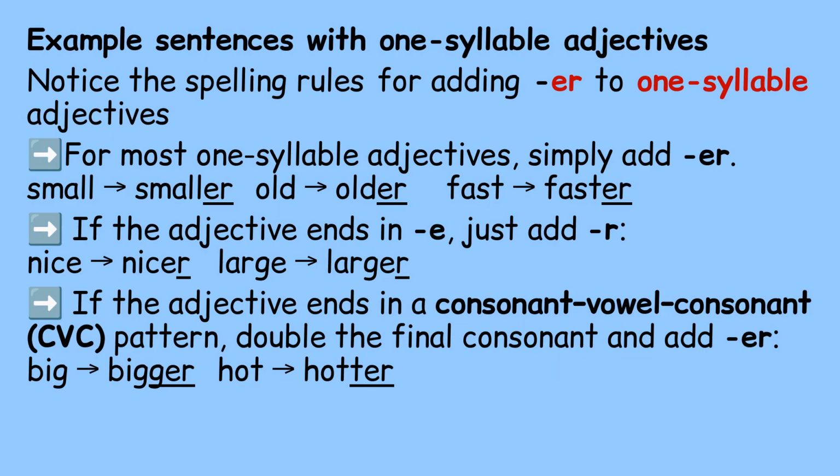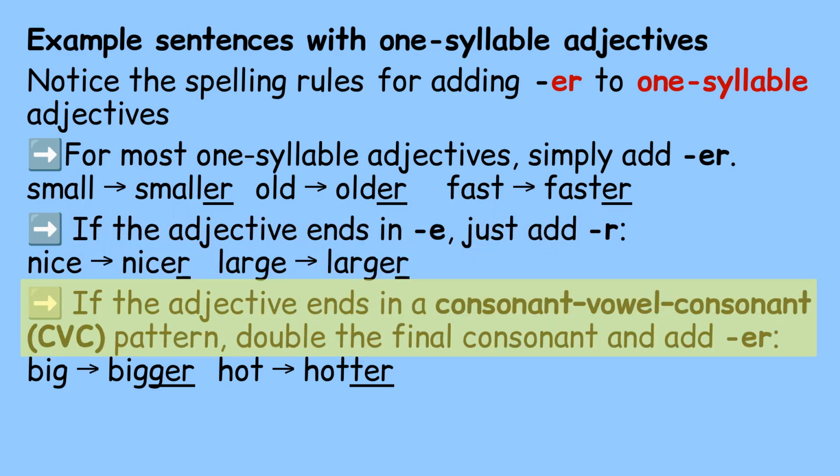Example sentences with one-syllable adjectives. Notice the spelling rules for adding er to one-syllable adjectives. For most one-syllable adjectives, simply add er. If the adjective ends in e, just add r. If the adjective ends in a consonant-vowel-consonant pattern, double the final consonant and add er.